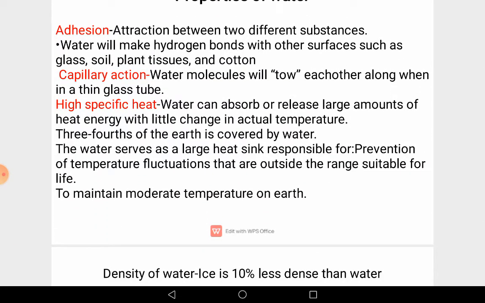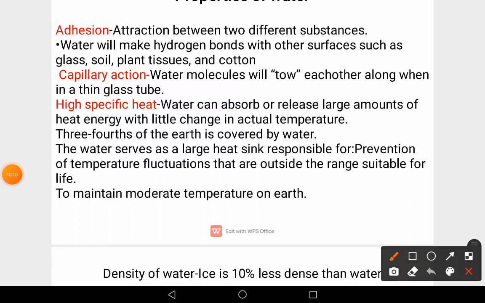Adhesion is attraction between two different substances. Water will make hydrogen bonds with other surfaces such as glass, soil, plant tissues, and cotton. The attachment of water molecules to the surfaces is called adhesion. Water also possesses capillary action. Water molecules will tow each other along when in a thin glass test tube. So we call this the capillary force.